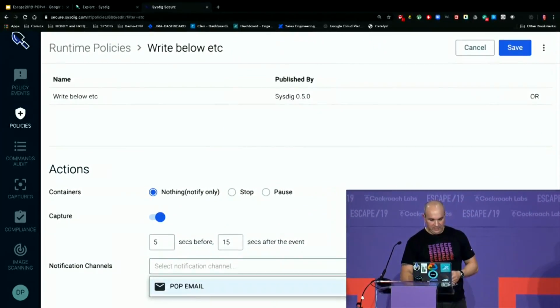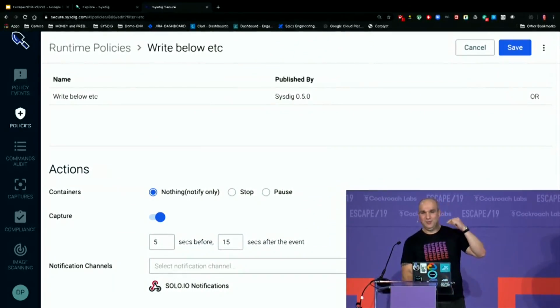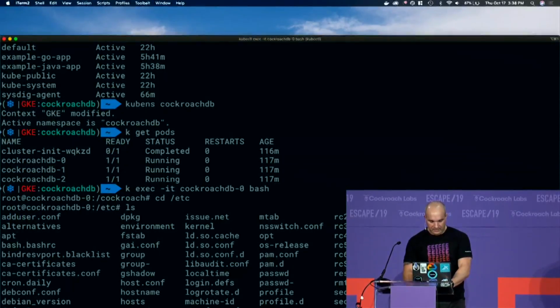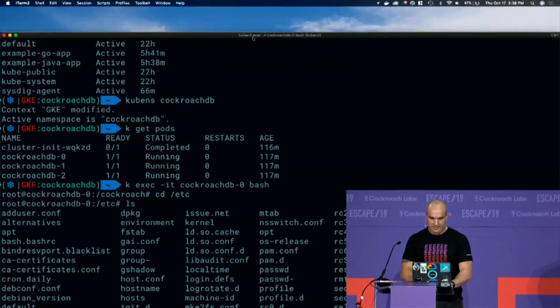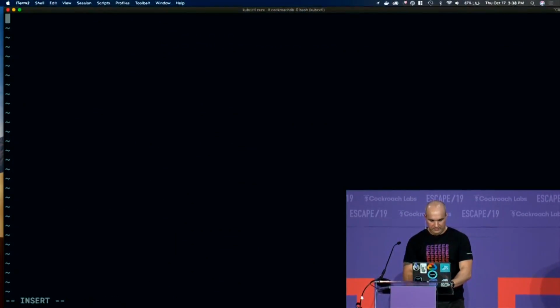Then I can send a notification to your typical places like Slack, SNS, any of those. But I'm not going to a specific channel. I can make it anything I want, being agnostic. So I'm in this etc directory, and I want to vi escape 19.txt. Insert: I hacked your DB.